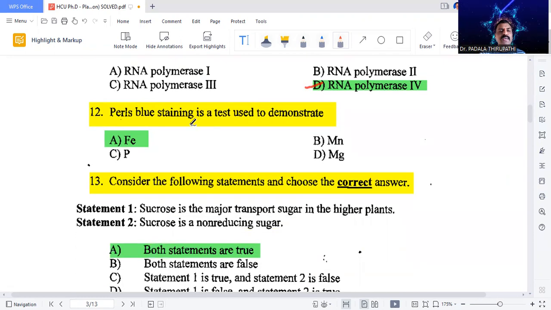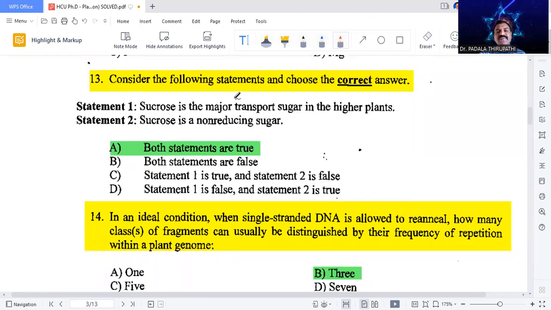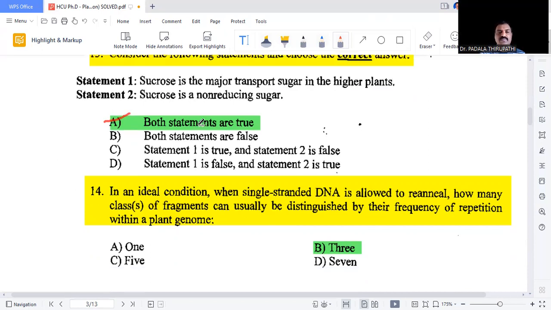Then the 12th question: Perls' blue staining is a test used to demonstrate what? Perls' blue staining is used to demonstrate ferric iron. Then, consider the following statements and choose the correct answer. Statement 1: sucrose is the major transport sugar in higher plants. Yes, that is correct. Statement 2: sucrose is a non-reducing sugar. Both are correct, so both statements are true.